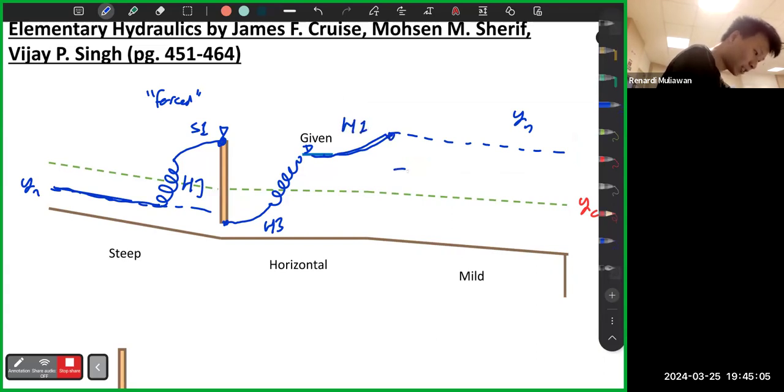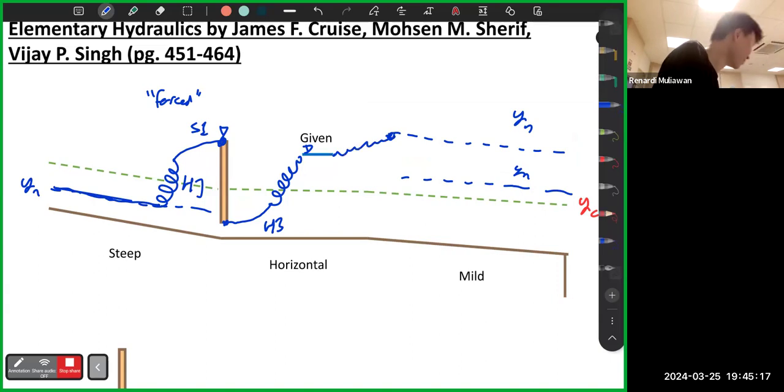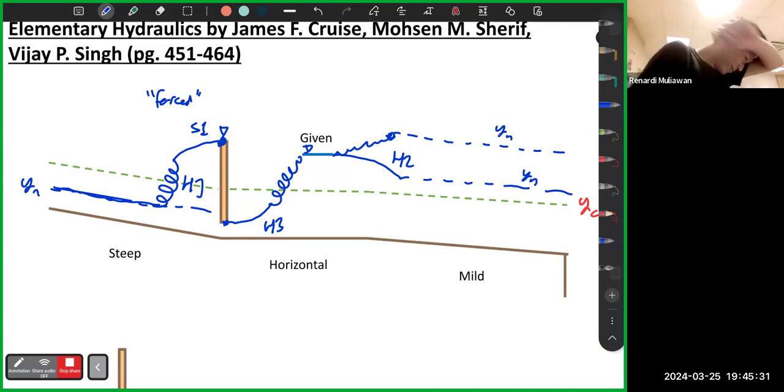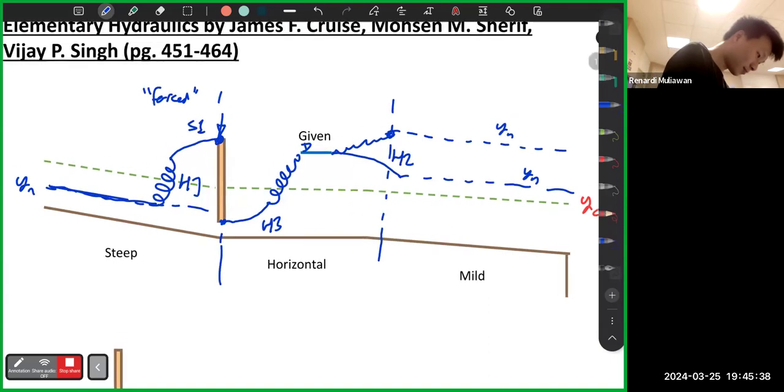If your YN is here, a bit lower, if it's YN here, hey, there's no H1, sorry. It's H2. Then this one is just wavy. If it's lower, then it goes H2. So depending on where your YN is. Something like this. Okay.